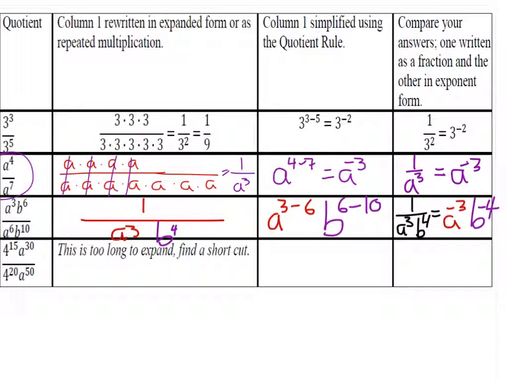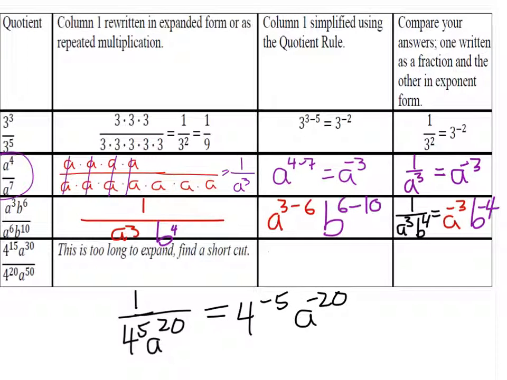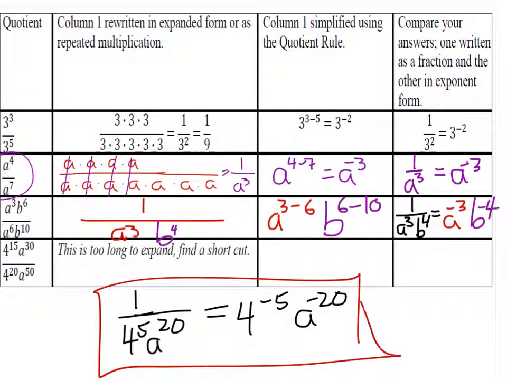So go ahead and take a moment and try this third example here. It's too long to expand. So go and see if you can use the quotient rule and see if you can find the equivalent expression not using the quotient rule. And there you go. This would be the answer to the fourth part there.